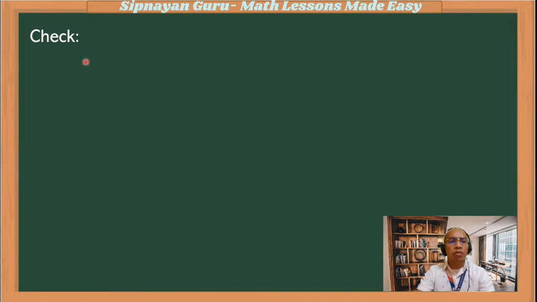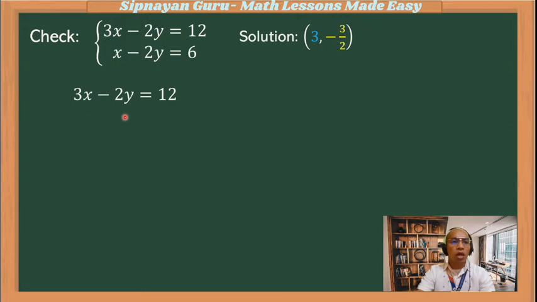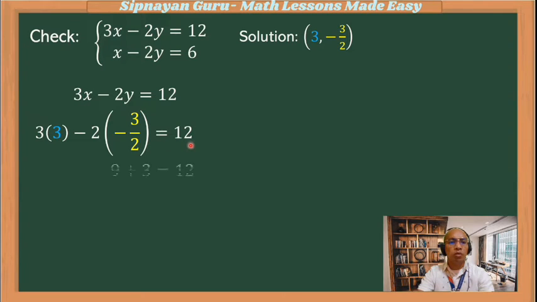So to check that our solution is correct, we have to verify it using the two equations. Our equation 1, 3x minus 2y is equal to 12. Substitute, so 3 times 3, the value of x, minus 2 times the value of y, negative 3 over 2, is equal to 12. So 3 times 3 is 9. So negative 2 times negative 3 over 2, cancel out 2, so that would be positive 3. And this is equal to 12. So 9 plus 3 is equal to 12. So equation number 1 is satisfied.